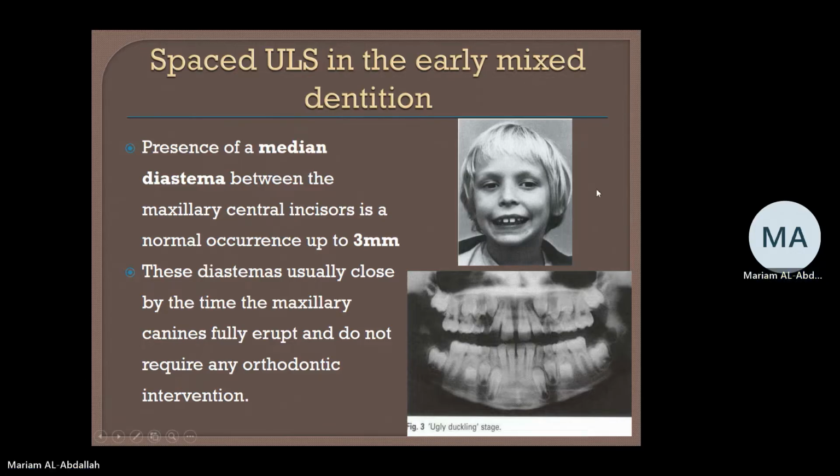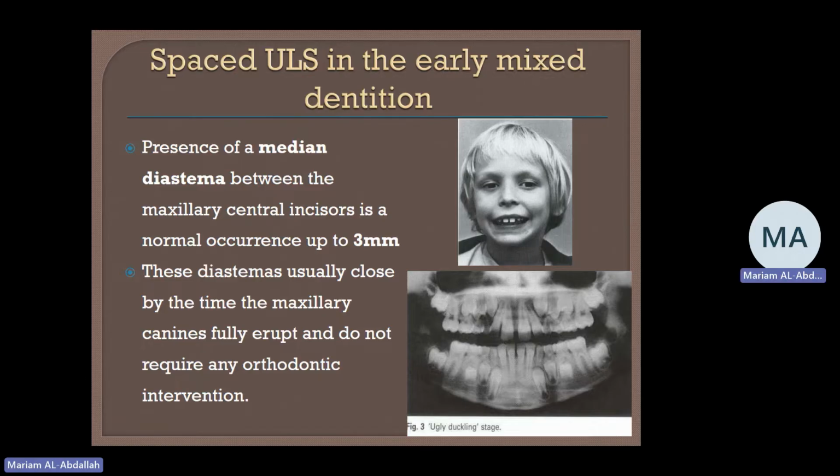If there is any family history of impacted canine, dental anomalies, or if the diastema between the incisors is more than 3 millimeters, then you need further investigation and you might need some management for such cases. A diastema between the incisors up to 3 millimeters without any underlying pathology or dental anomaly is considered a normal physiological developmental stage of the dentition. Just reassure and review the patient every 6 months.